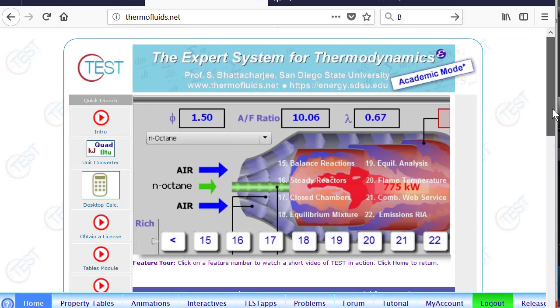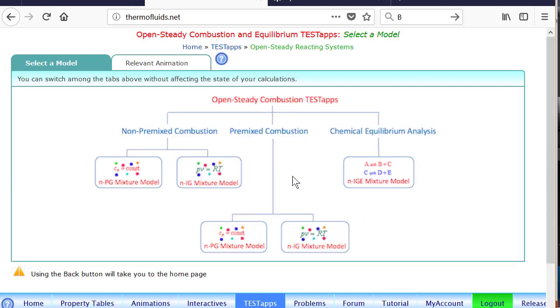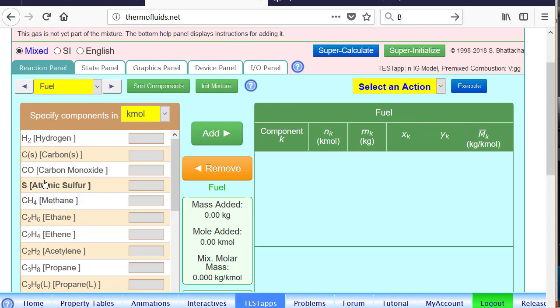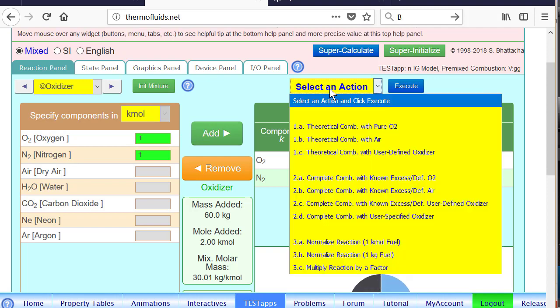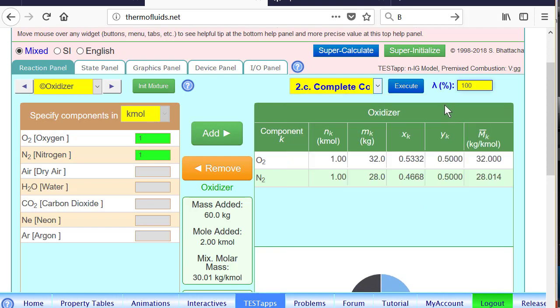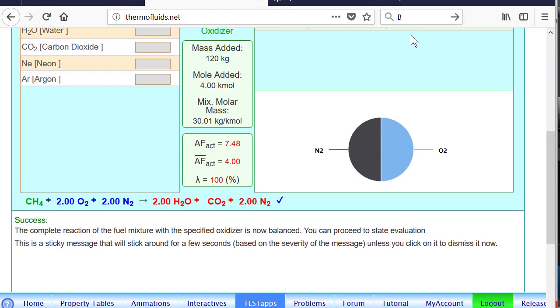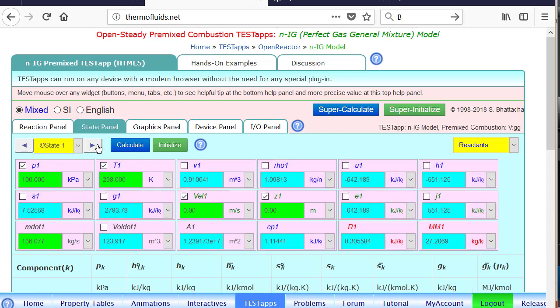Well, now that we have found the solution for the PG model, we'll go and launch the IG model, and going back to the test steps, combustion and chemical equilibrium, and we are on a premixed IG mixture model. Again, we are going to do exactly the same thing. Methane, select methane. Now let's select the oxidizers. Use a defined amount, 100%, and that balances the reaction, the same reaction that we did for the PG model. So every step is exactly identical here, except the model used is different, so therefore the answer should be different.